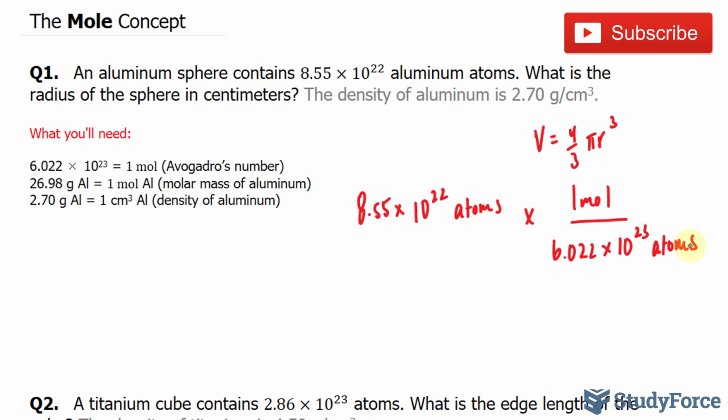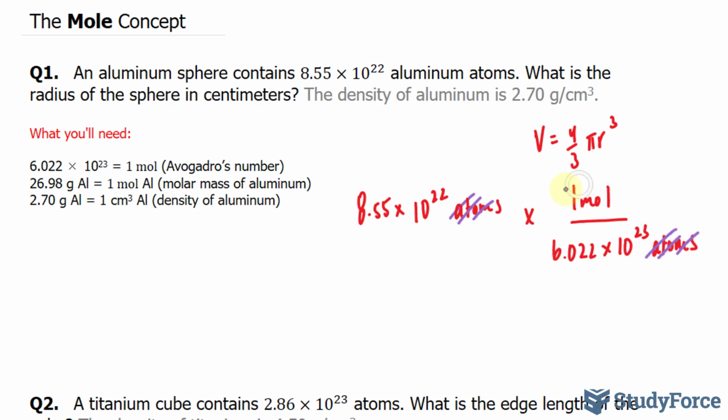Notice what I did here. Look at this conversion ratio. We know that this many atoms is equal to 1 mole. So we can flip this where the moles are at the top and the atom units at the bottom, or we can put this number at the top and moles at the bottom. I chose this way because atoms will cancel out if you orient this conversion ratio like this.